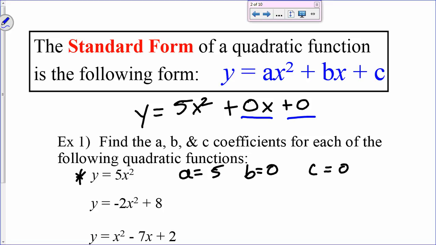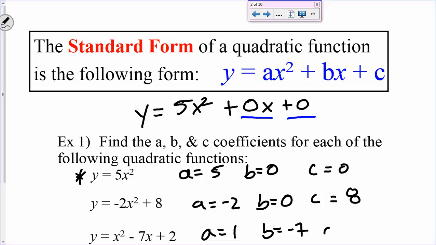And then you kind of see the same thing happening here in this second example, where a is equal to -2, b is equal to 0, but we do have a constant. We do have a c term of +8. Okay. Our last one, you guys should go ahead and try this if you haven't. a equals 1, b equals -7, and c is equal to 2.